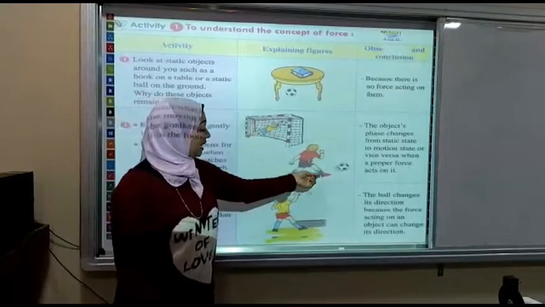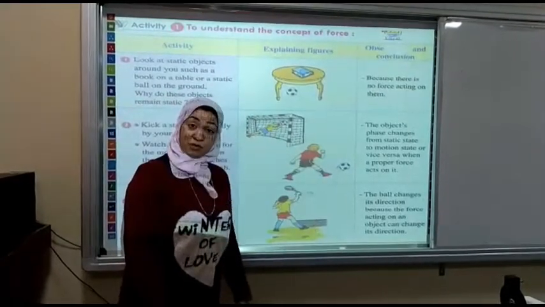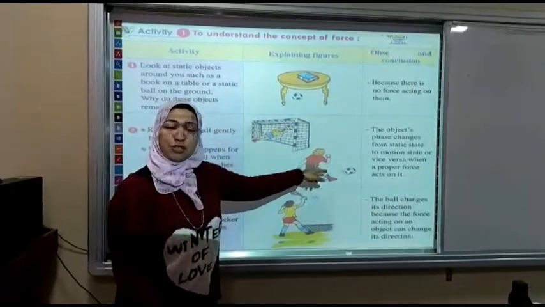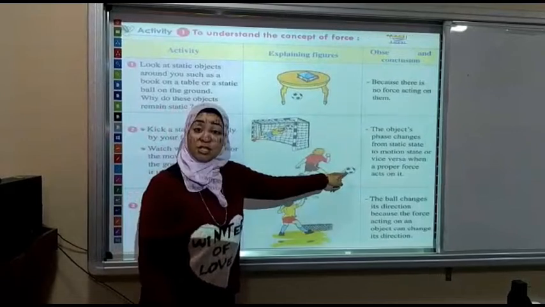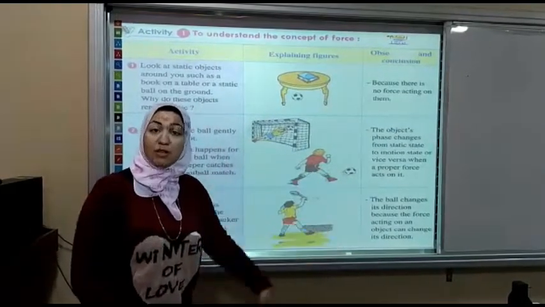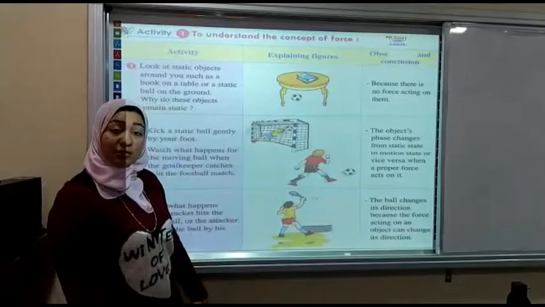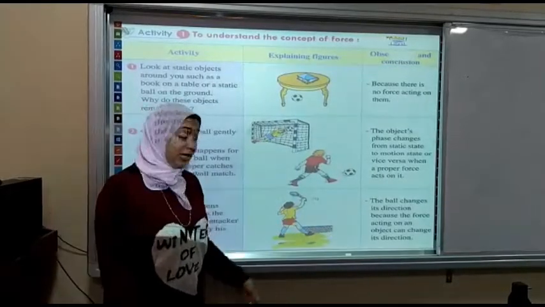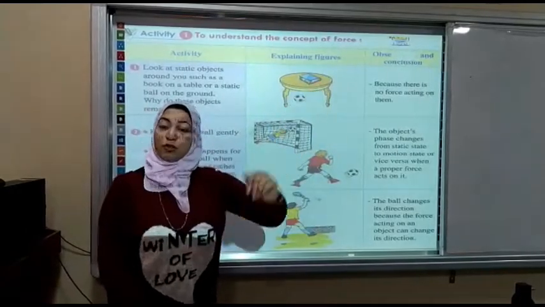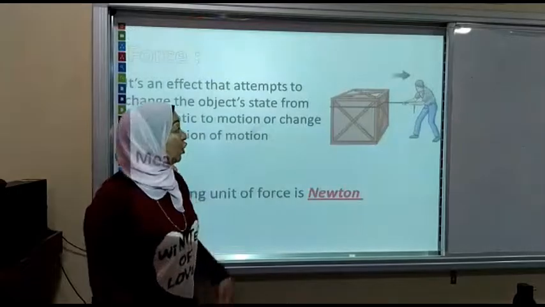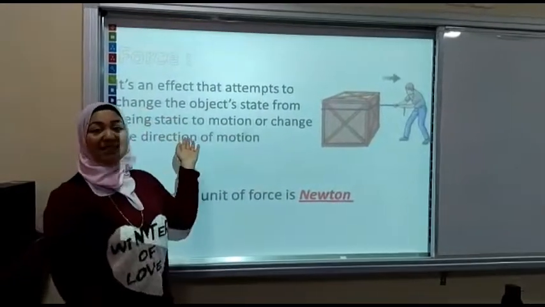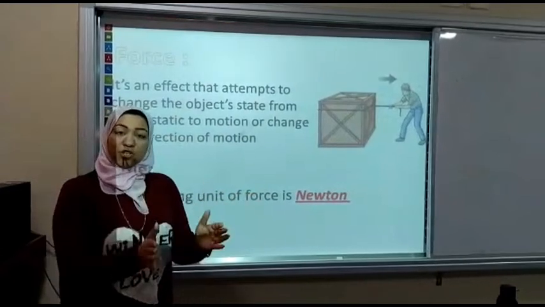The second one, this ball, it will be moved, right? Why? Because this player kicked the ball, so he affects a force on the ball. So the ball moves by the force which acted on it. The third one, this tennis ball, this player can change its direction because he affected a force on this ball. So we can conclude that force is an effect that attempts to change the object's state.